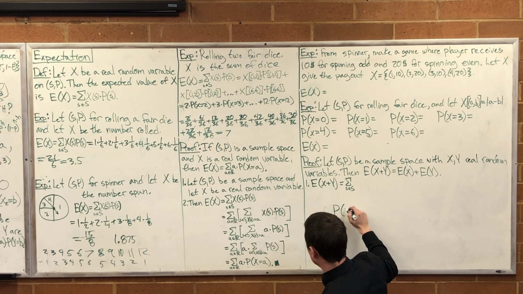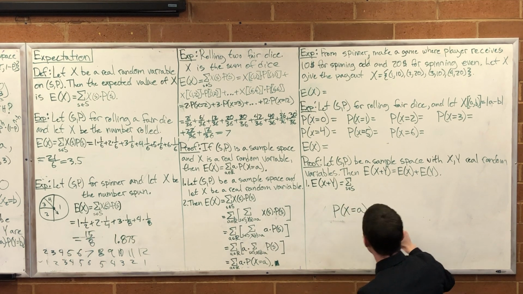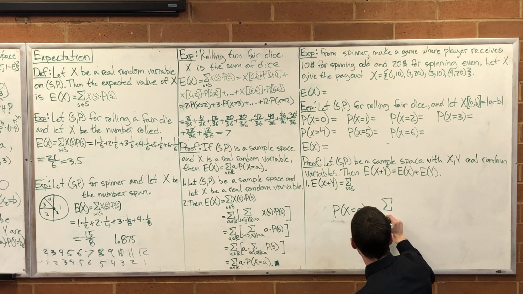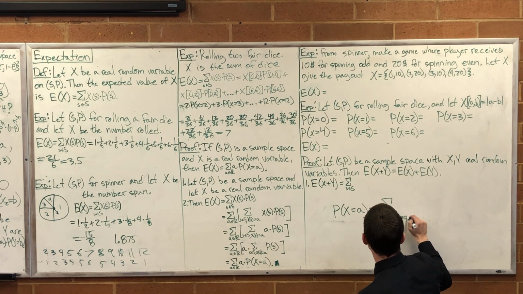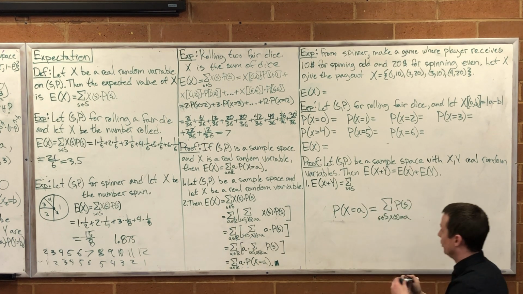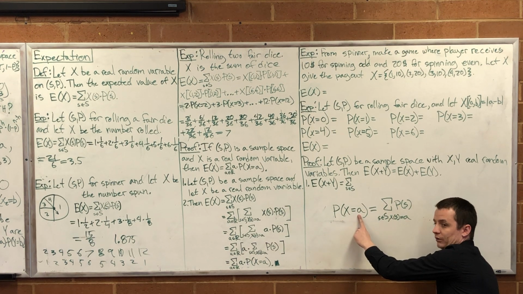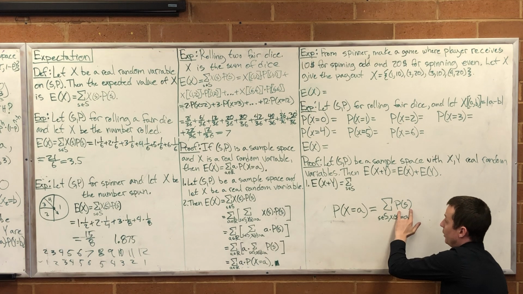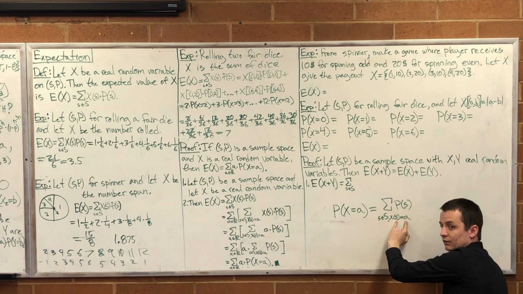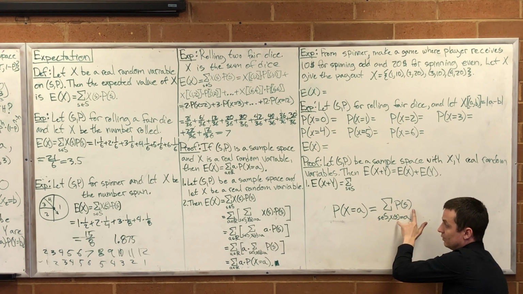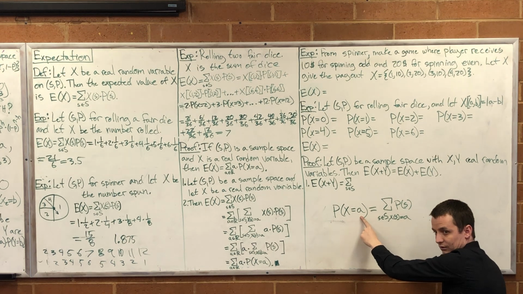The probability that X is equal to A is by definition the sum, for all little s in S where X of s is equal to A, of the probabilities of those s's. The probability that X is a particular outcome is equal to the sum of all the probabilities where X of s was A. Sum of all the probabilities where X of s is A, and that's what we mean by the probability that X is A.